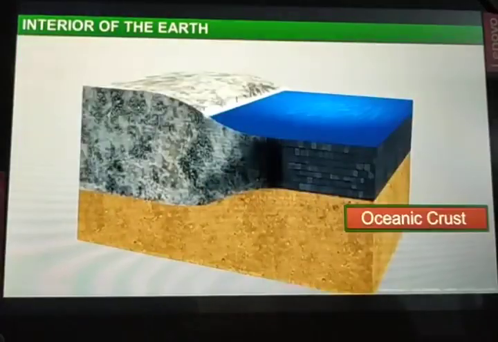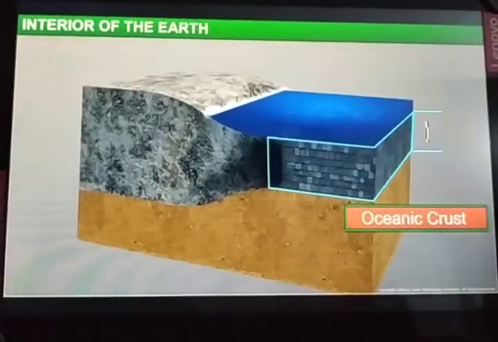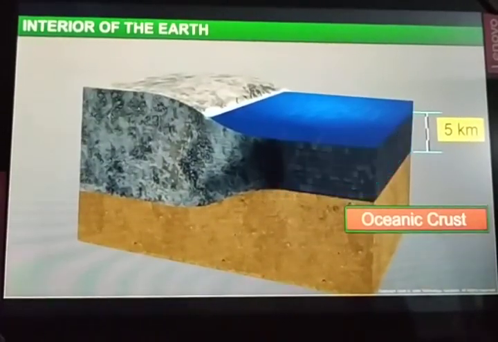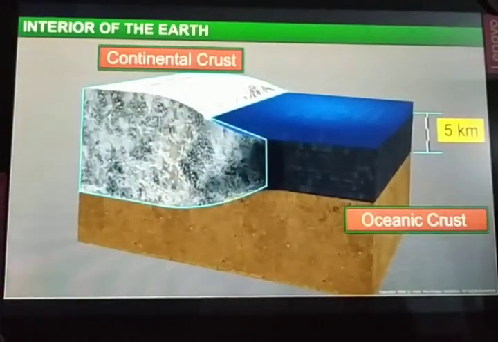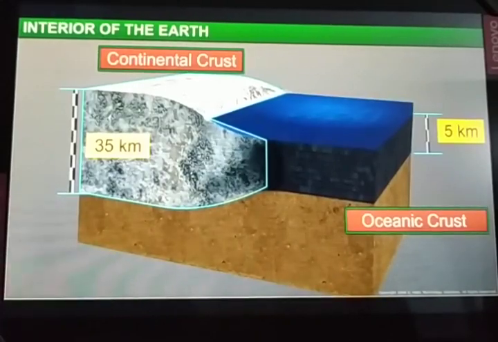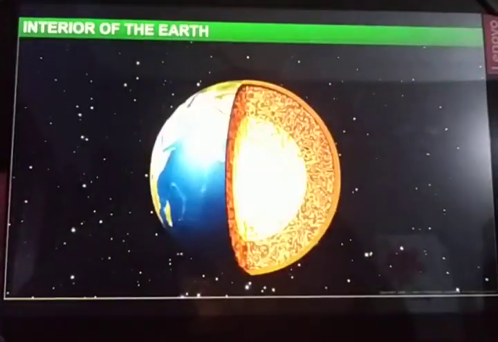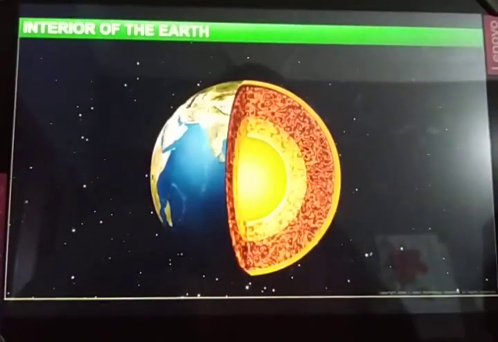The oceanic crust, that is, the crust beneath the oceans, is only about 5 kilometers thick. On the other hand, the continental crust can be as thick as 35 kilometers. However, considering the Earth's size, the crust is quite thin.